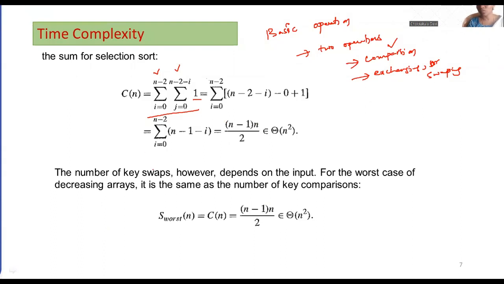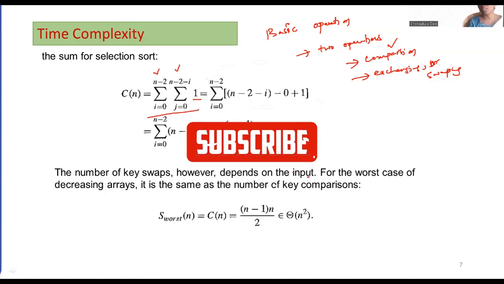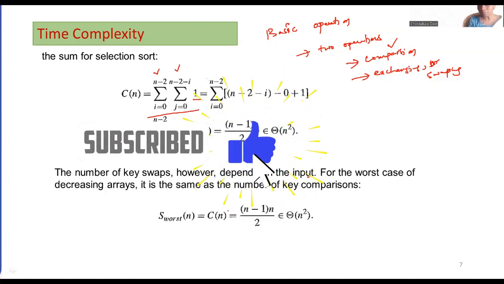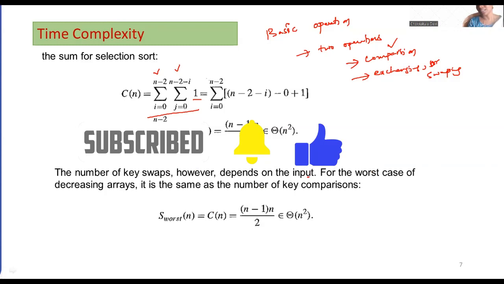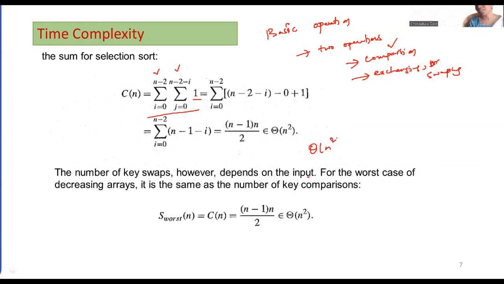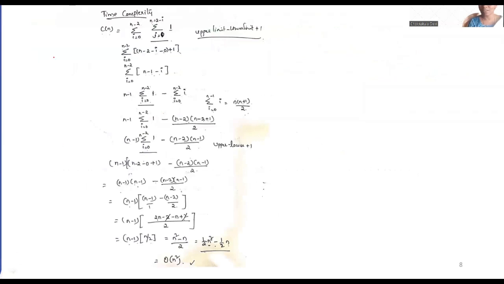The number of key swaps, however, depends on the input. For the worst case of a decreasing array, it will be the same as the number of key comparisons. So however many times you compare, that many times you're going to swap also. So in that worst case, we are finding the time complexity of theta of n square. I'll show you how we are getting this theta of n square. And now you can see this is the summing expression we found in the previous slide.